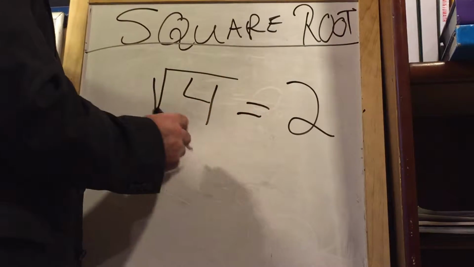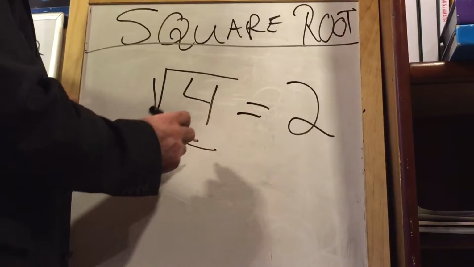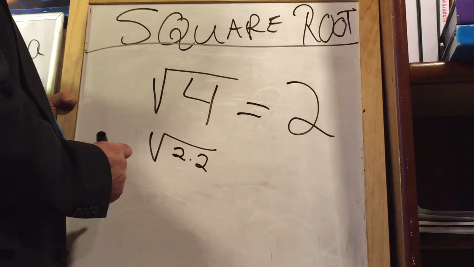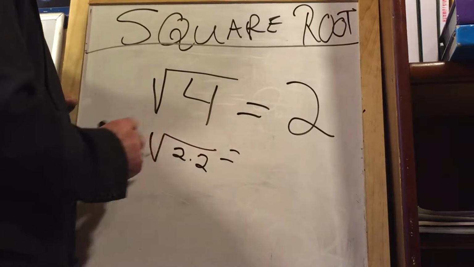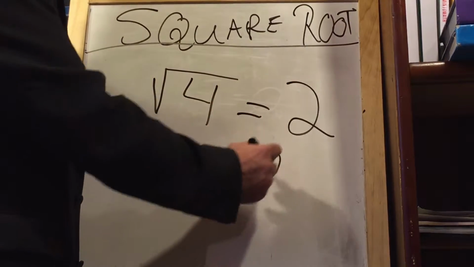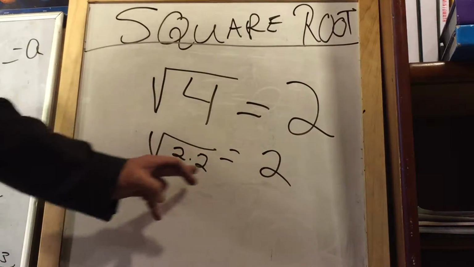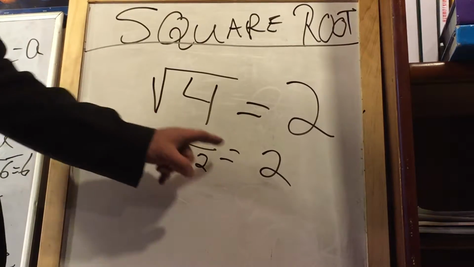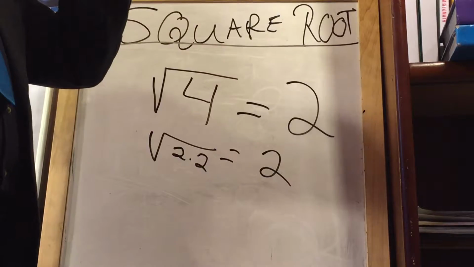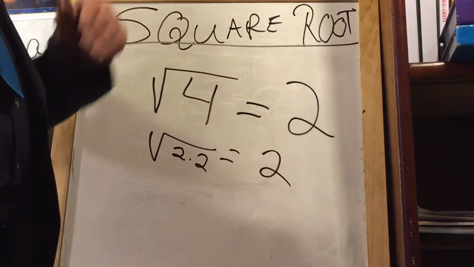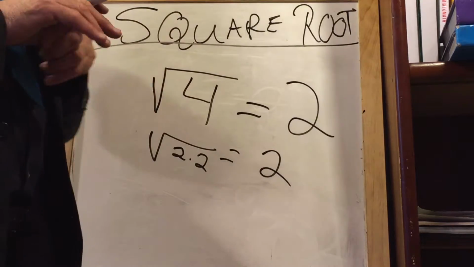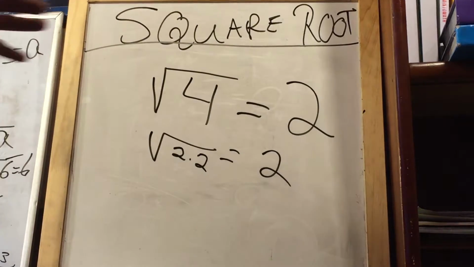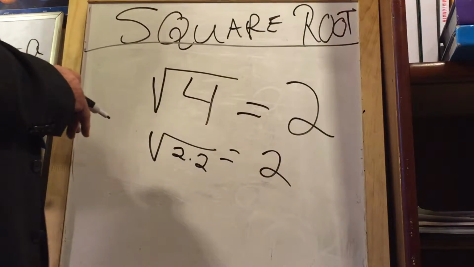Square root of 4 is 2, which means what? 4 is 2 times 2, right? So the number here is multiplied by itself twice, and the answer is the number we started with. Anyway, we will do some examples and we finish the square root.